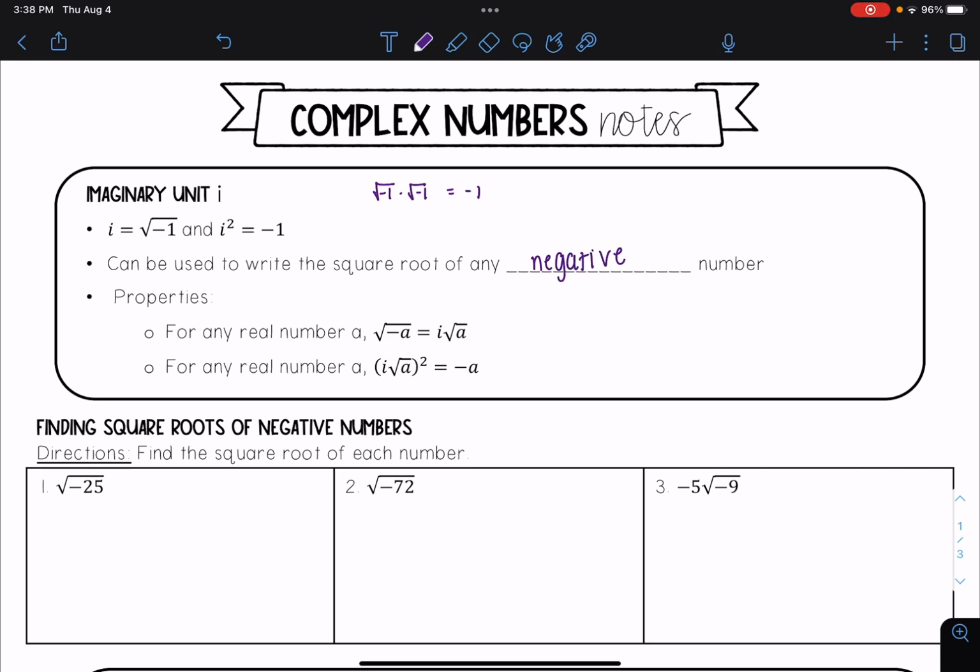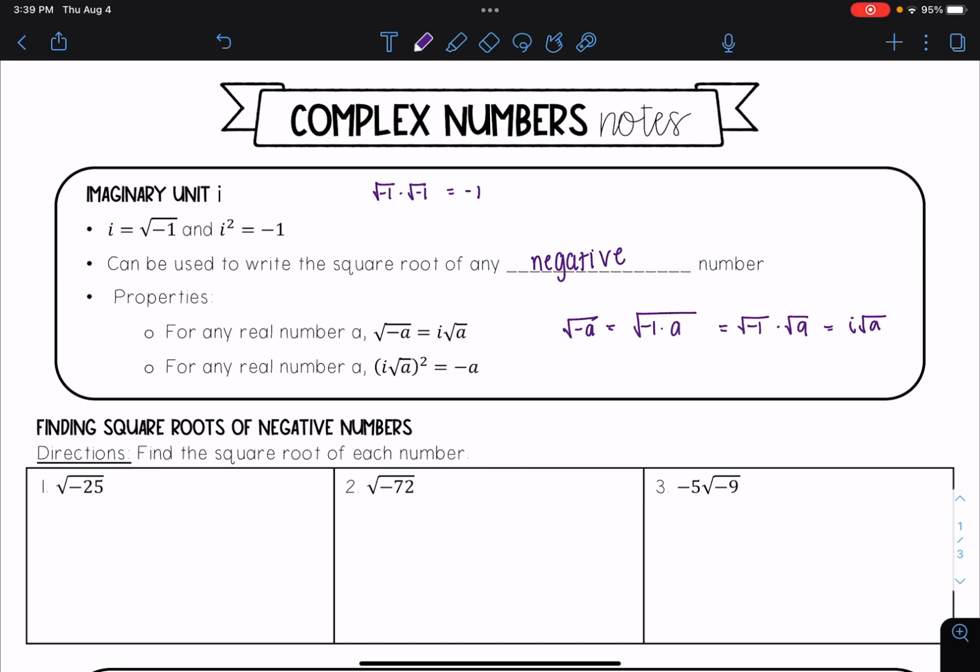Some properties that it has is that for any real number a, the square root of -a is equal to i square root of a. The reason for that is because the square root of -a is the same thing as the square root of -1 times a. And square roots have the property that you can separate it out, where this would be the square root of -1 times the square root of a. Well, the square root of -1 is equal to i, and so you end up with i square root of a.